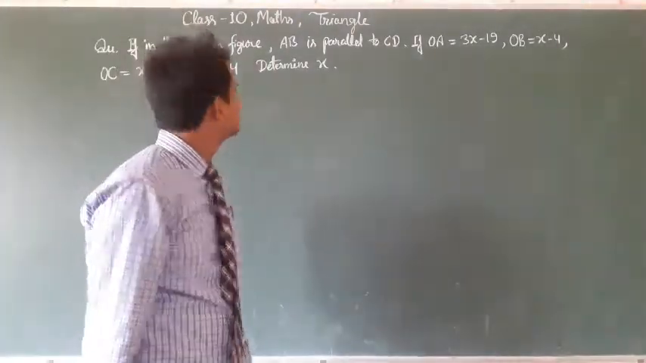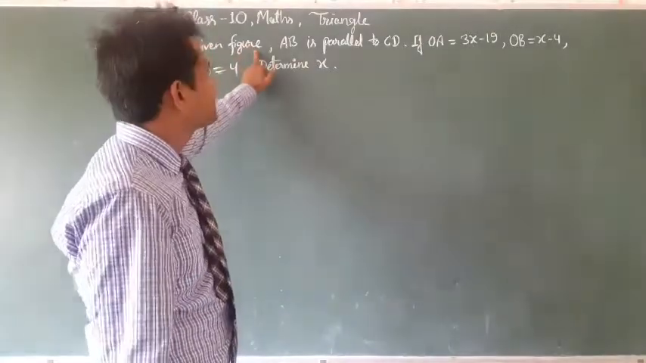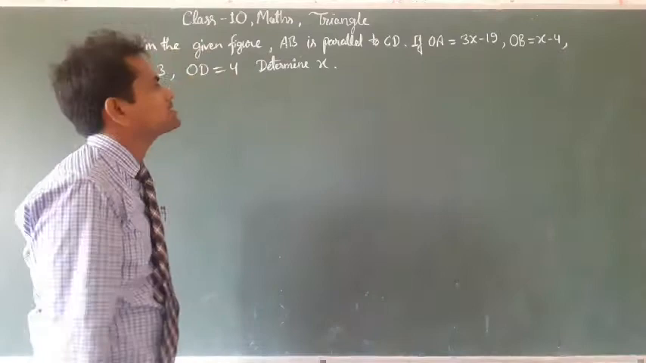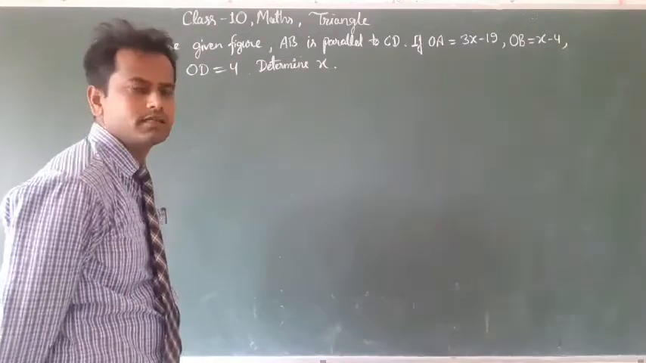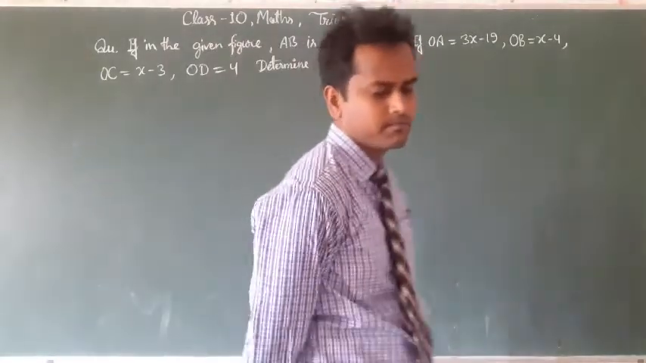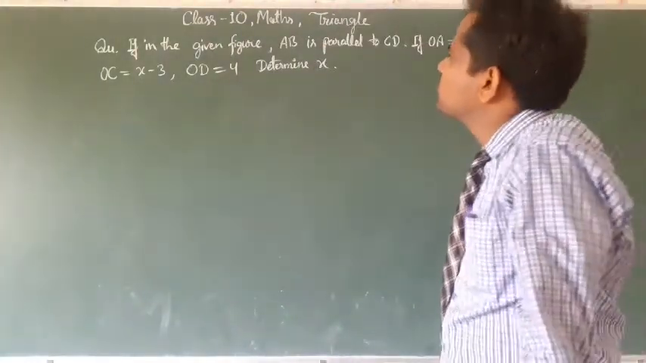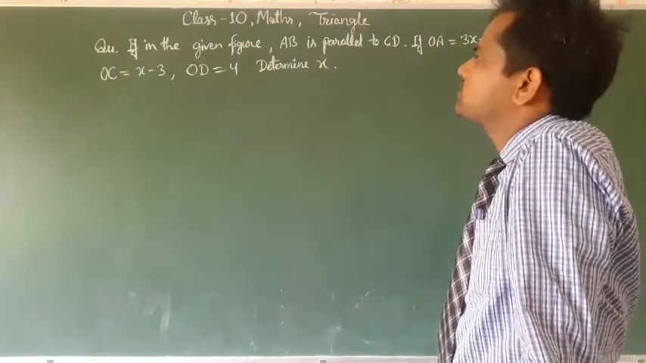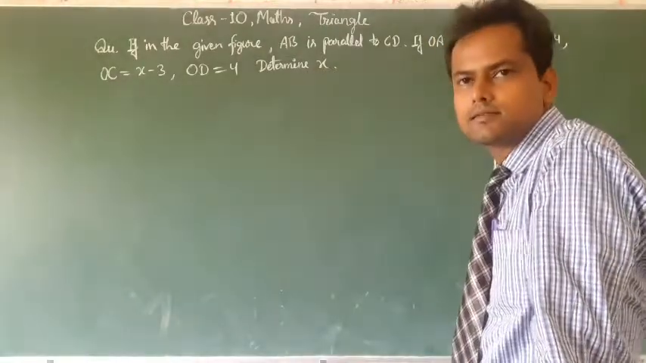Next question is: if in the given figure AB is parallel to CD, and OA is equal to 3x minus 19, OB is equal to x minus 4, OC is equal to x minus 3 and OD is equal to 4, determine x.